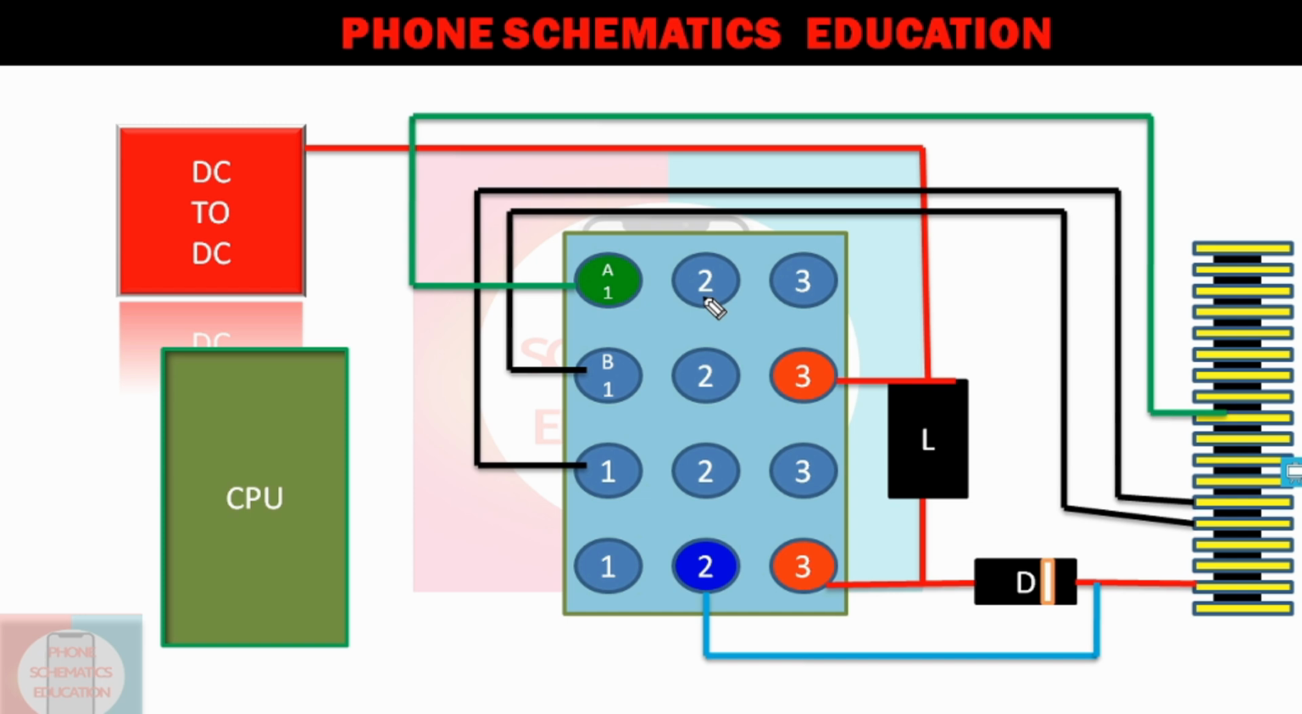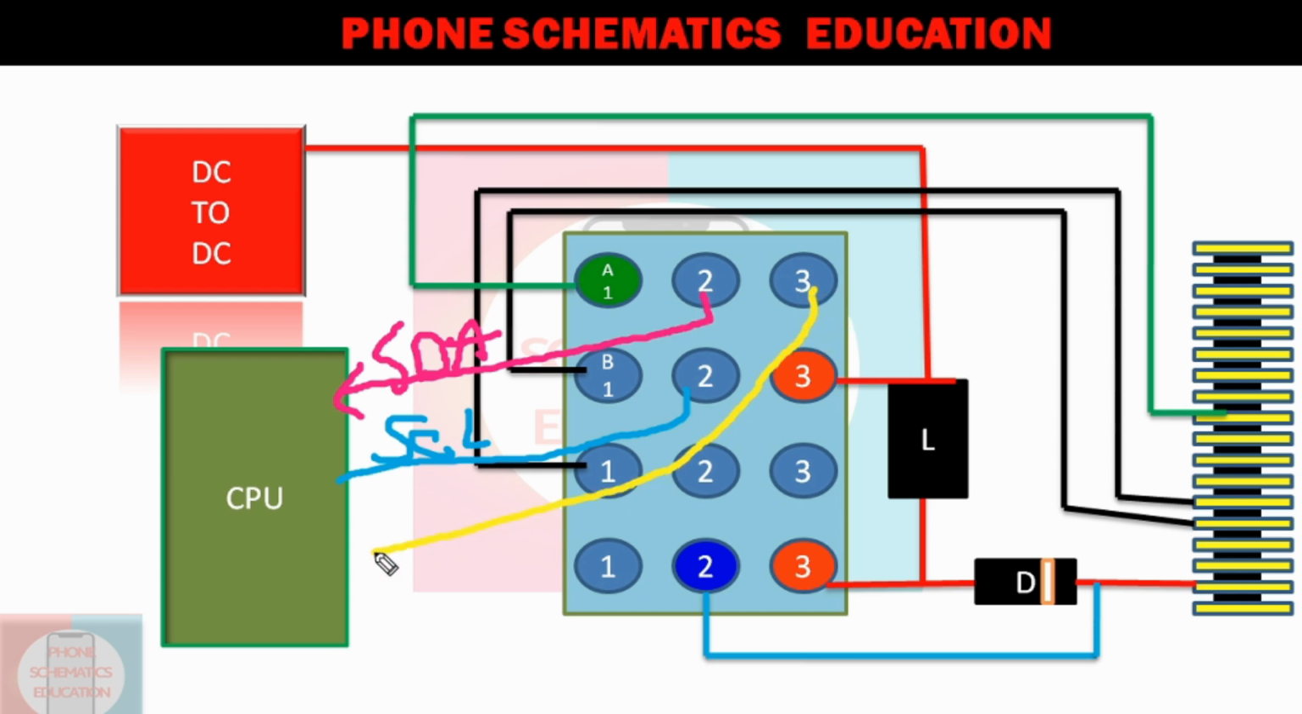Pin number A2, right? This pin is also connected to the CPU, called SDA, serial data. Pin number B2 is called SCL, serial clock, and pin number A3 is also connected with the CPU, called hardware enable.